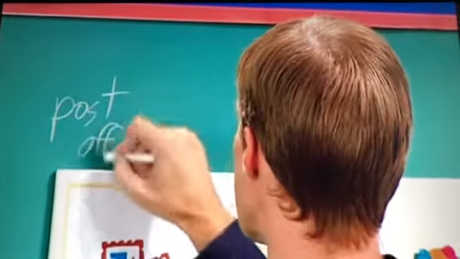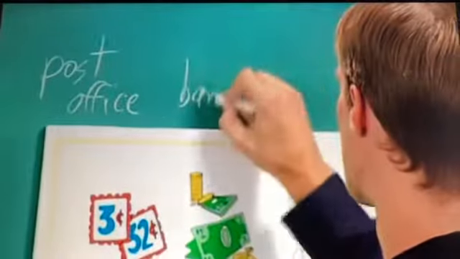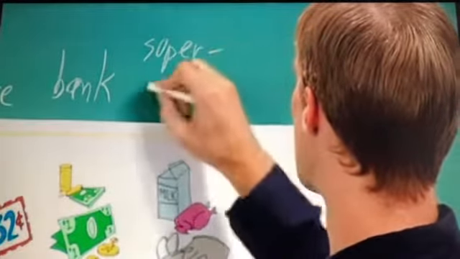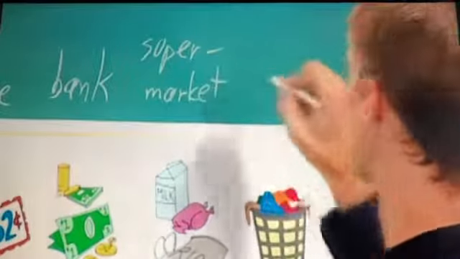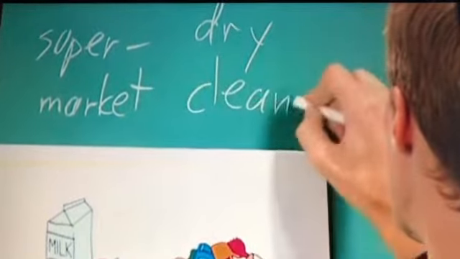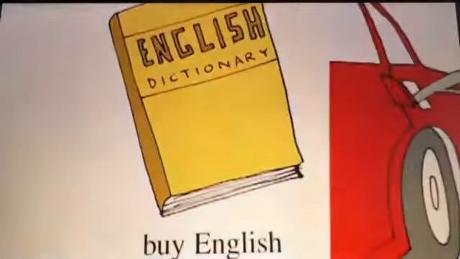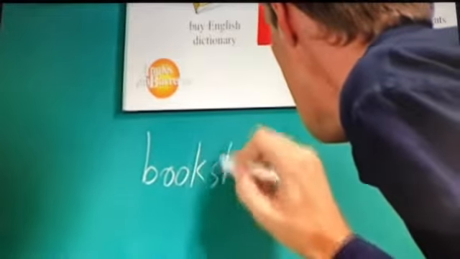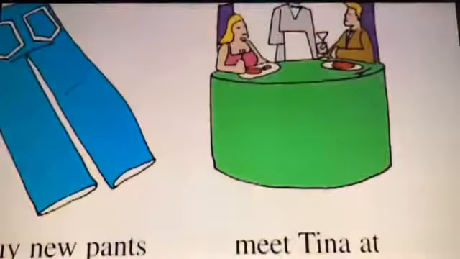Post office. The bank. Otavio. The supermarket. Mariana. The dry cleaner. The bookstore. The restaurant. Right.